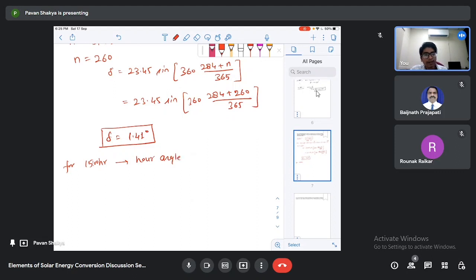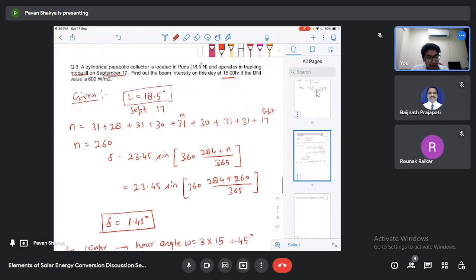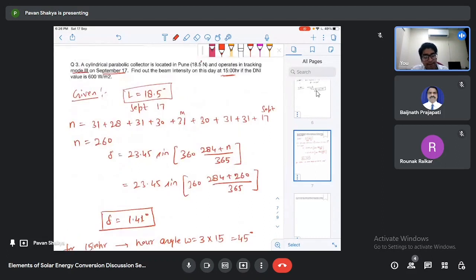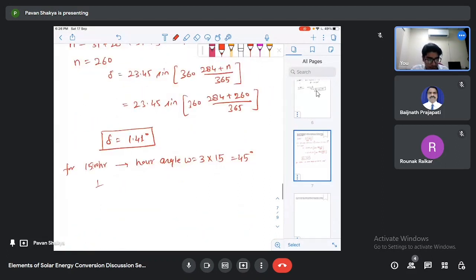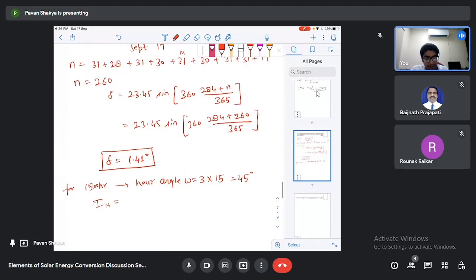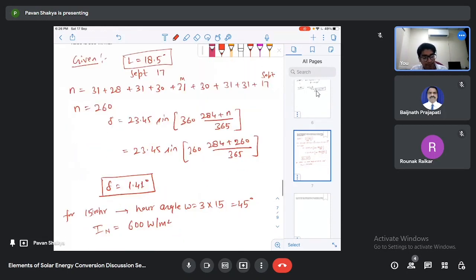For the hour angle, what I have told you is that after 12 p.m. we will take it as positive. So for 15 hours it will be 3 multiplied by 15, so this omega will become 45. After that, it has been given that the DNI value is 600 watt per meter square. So IN, that is normal radiation, is 600 watt per meter square, and we have to calculate the beam intensity.